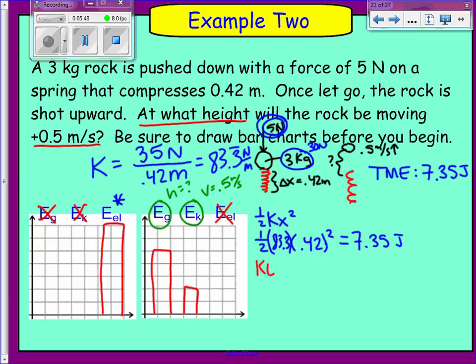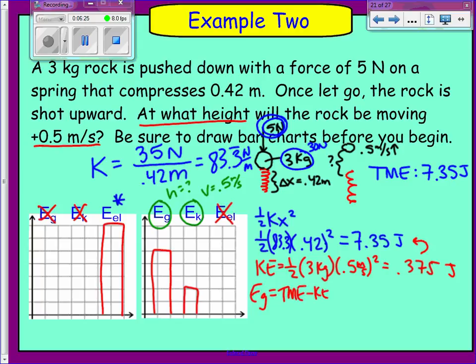My kinetic energy is going to be 1/2 the mass, which is 3 kilograms, times the velocity, 0.5, squared. If I take 1/2 times the mass, 3, times 0.5 squared, I end up getting my energy is 0.375 joules. If I compare that to the total energy, that's pretty small, which tells me a majority of the energy at this point is going to be Eg. And so to find my Eg, I'm just going to take my total mechanical energy minus my kinetic energy, which is 7.35 minus 0.375, and that gives me 6.975 joules of gravitational energy.